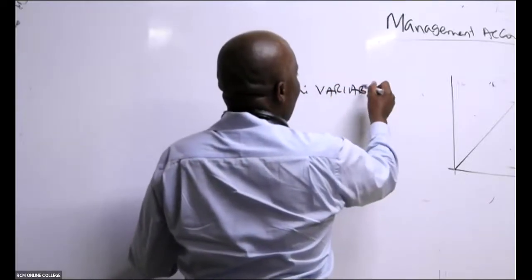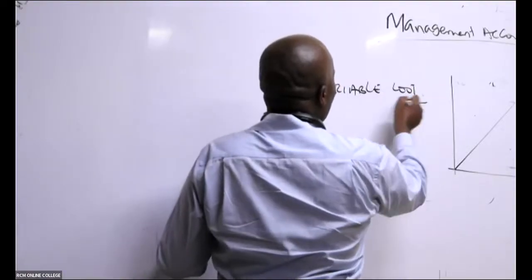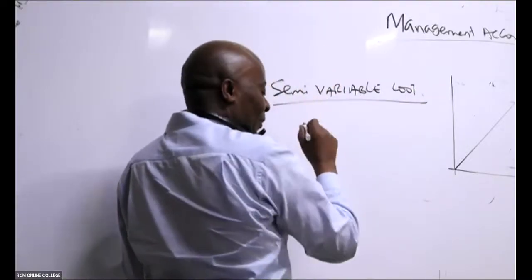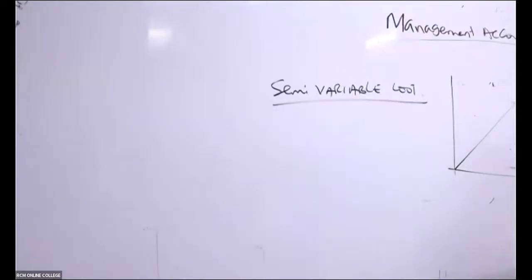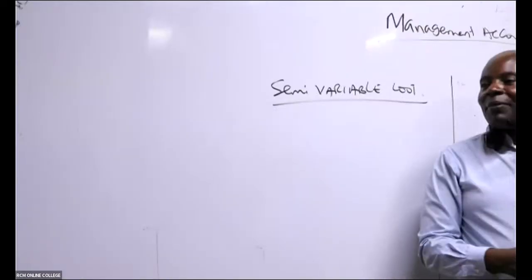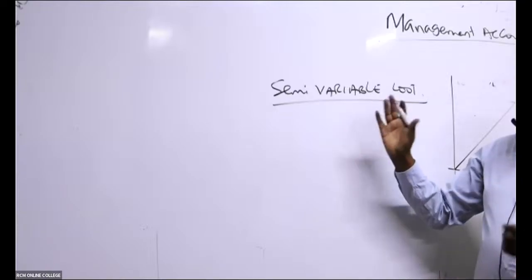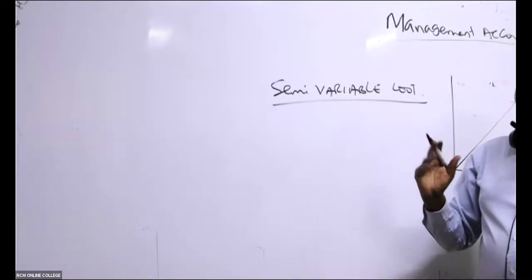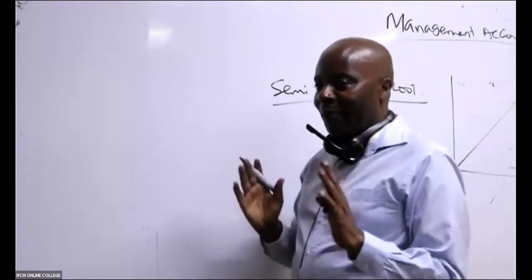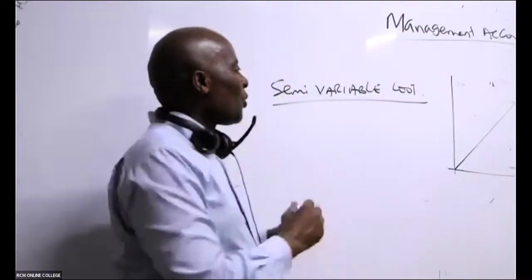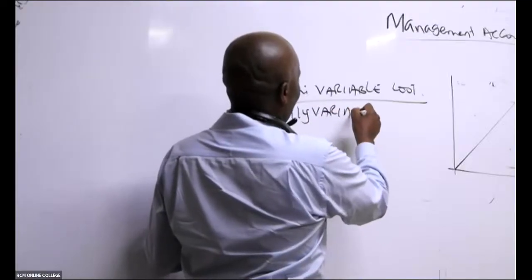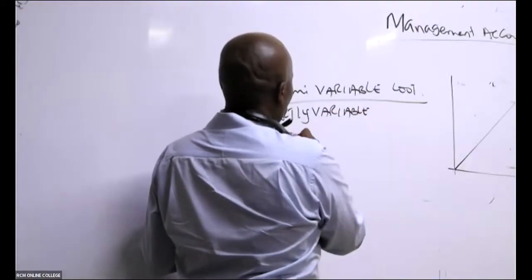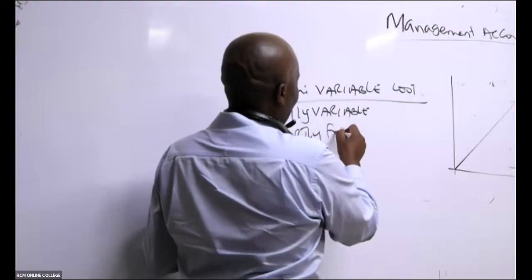Semi-variable. Semi-variable cost. So semi-variable, from the word semi. For those of you who play football, semi means what here? Like half time, isn't it? Yeah, partly. So semi-variable costs are those costs which are partly variable and partly fixed. Partly variable, and then partly fixed, like that.